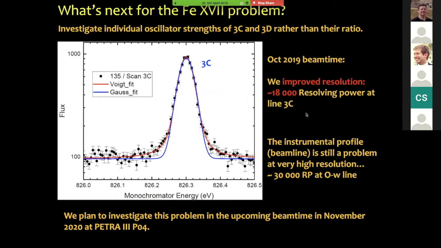In the last year, we already achieved the first step. We improved our resolution from 10,000 to 18,000. With this improvement in the resolution, what you can see here is already some sort of a Lorentz wing in the line 3C, which comes from the natural line width. However, we still have some problem understanding the instrumental profile at the P04 beamline at PETRA III. We are planning to investigate this problem in the upcoming beam time.